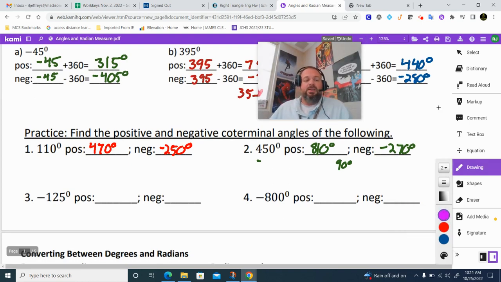Right here, remember I'm adding 360. So negative 125 plus 360, I get 235. Negative 125 minus 360, see, that's how some of y'all mess stuff up.